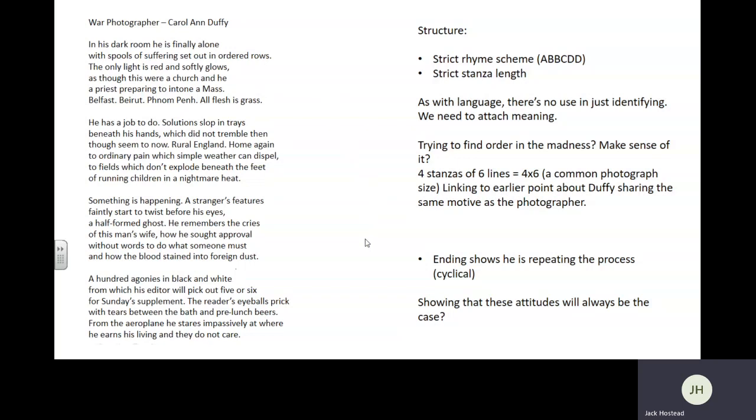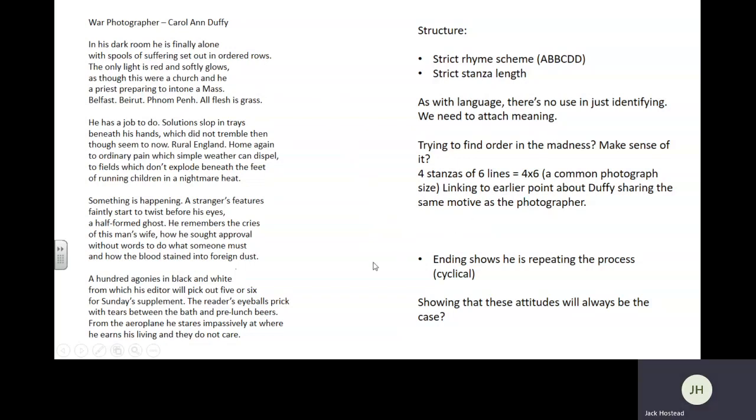So again, could it link to what we said earlier about Duffy sharing the same motive as the photographer? And almost this poem is trying to reflect an actual photograph. That this poem is something we can see and almost be saddened by and maybe change our opinions.